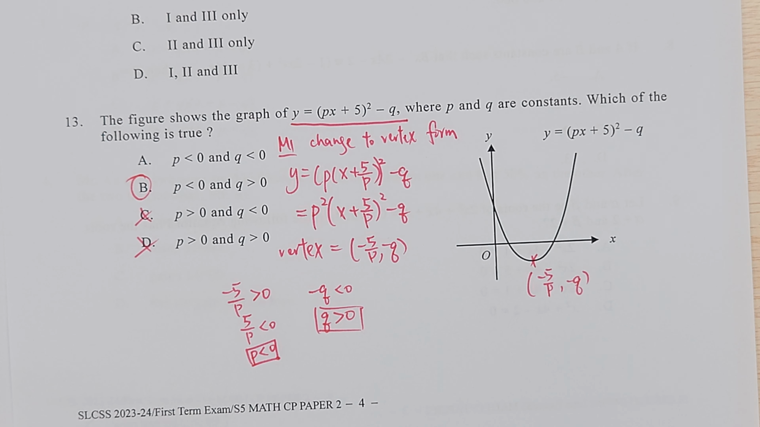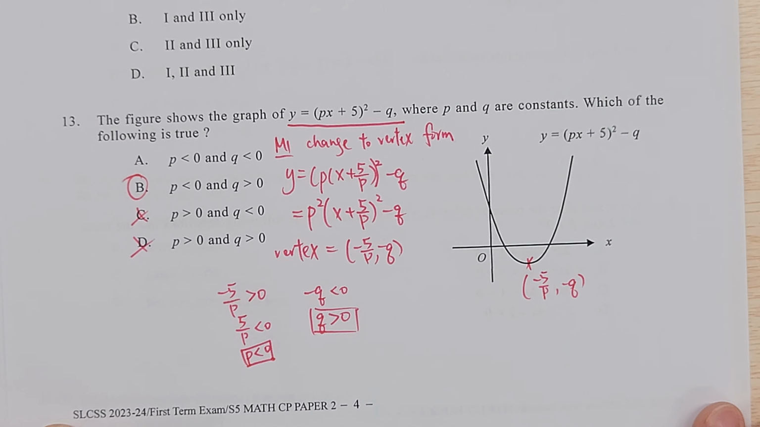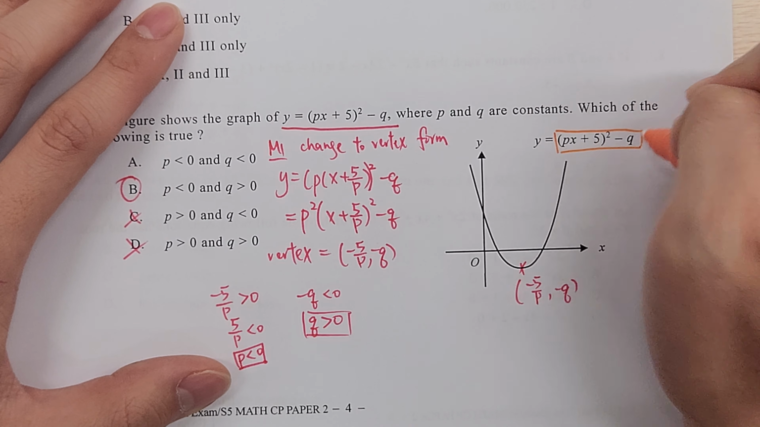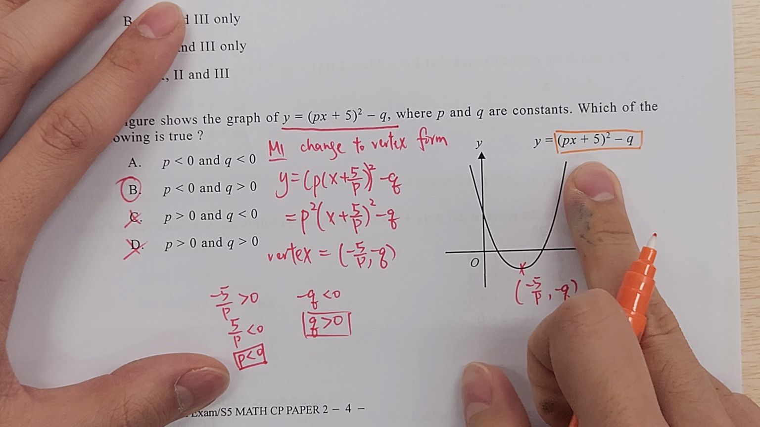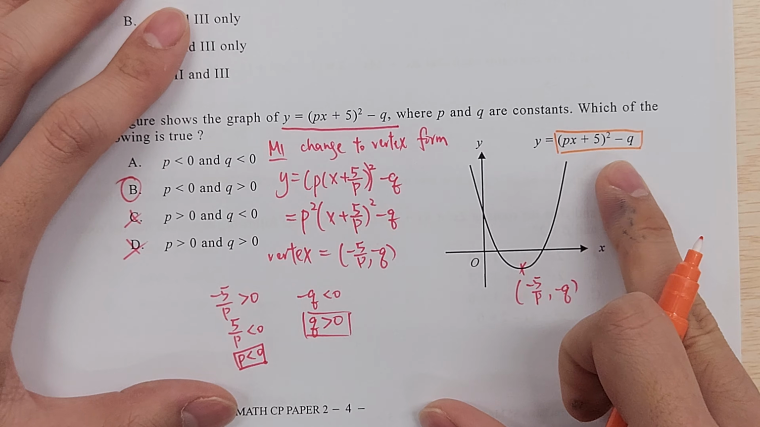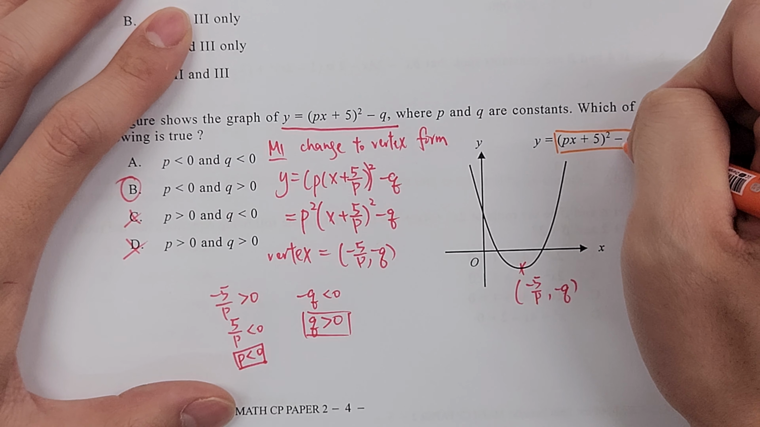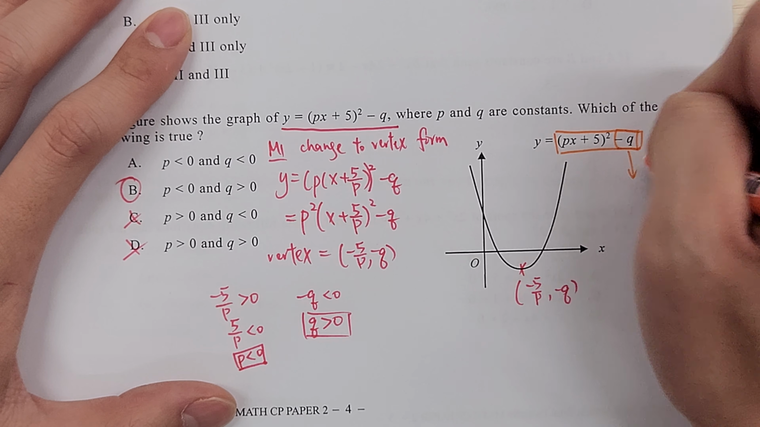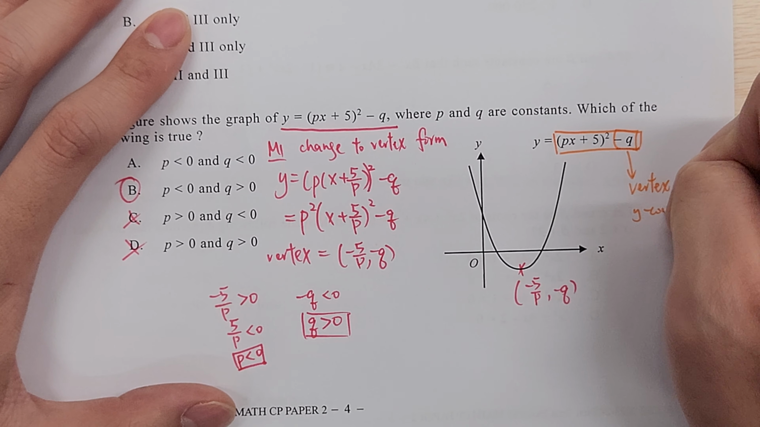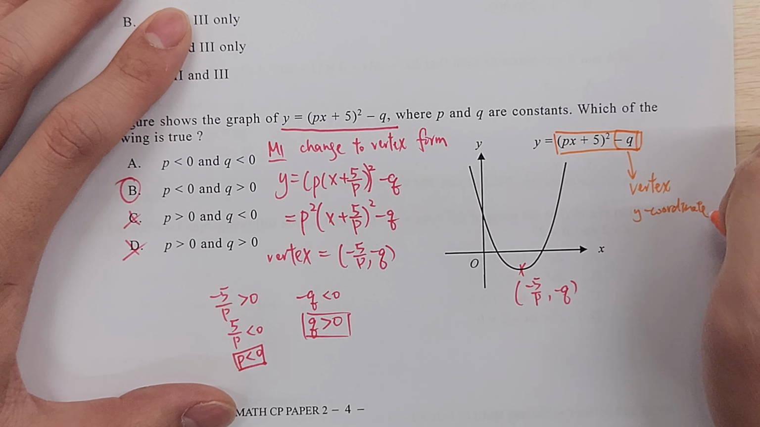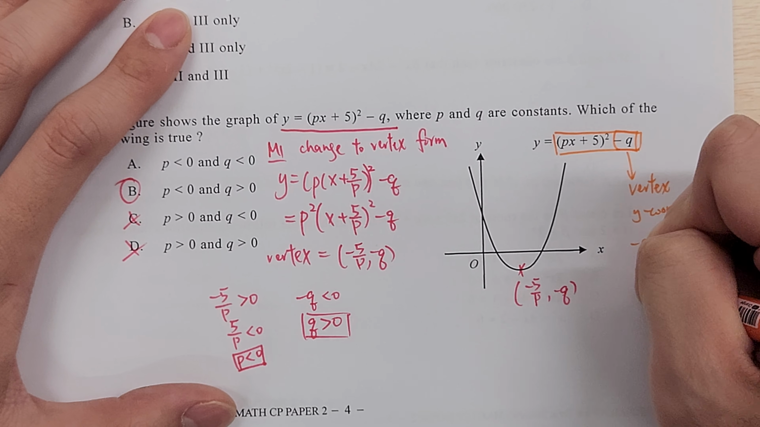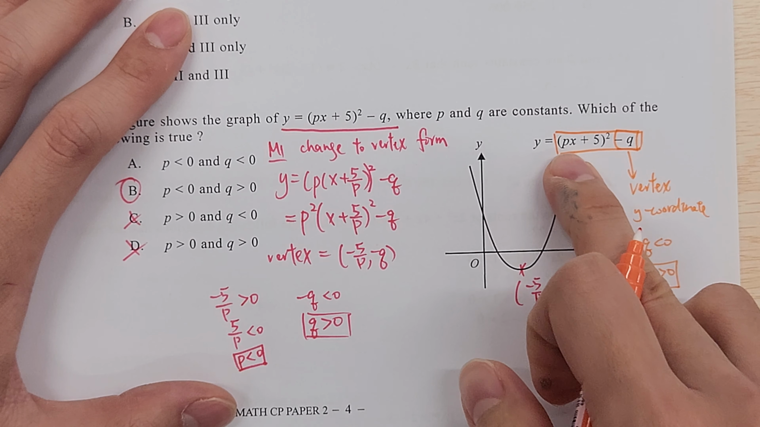This is method 1. But then for method 2, because the question already gives you a very similar form, very similar to the vertex form, you already spot out that the negative q will be directly equal to the vertex y coordinate. You don't need to have a change on this one. So you already know negative q smaller than 0 by looking at the graph. q should be larger than 0. But how about p? You don't know it.